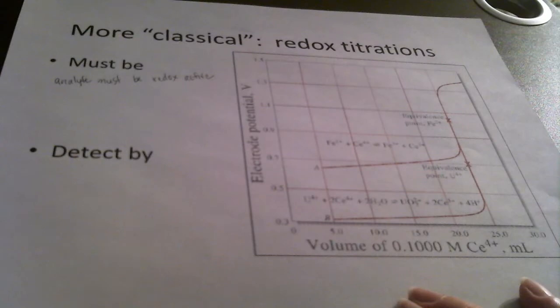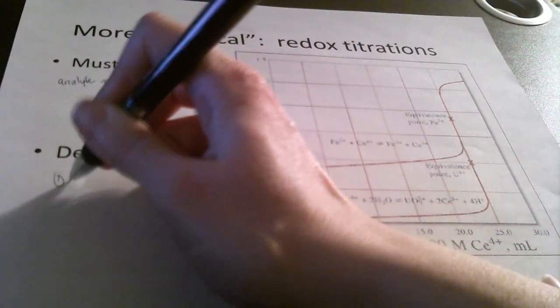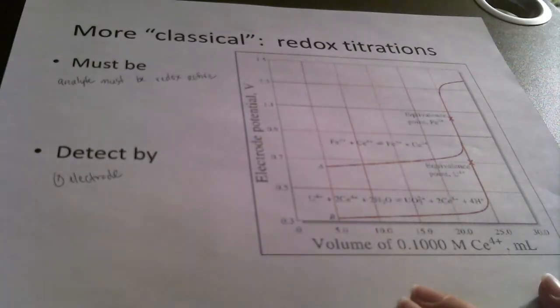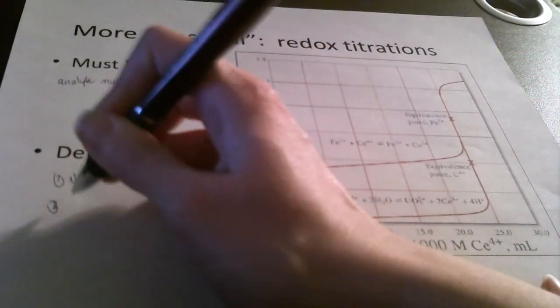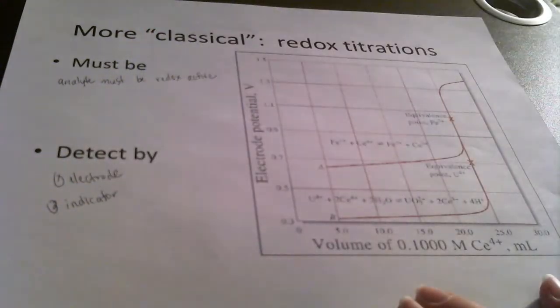Okay? And there are 2 approaches to detection. One detection is by using an electrode, where you can measure the potential. So you can look at the change in potential as you add volume of your titrant. And the other way to do this is with an indicator. And there are some indicators that are redox active indicators, in the same way that phenolphthalein is a weak acid-base indicator kind of thing.